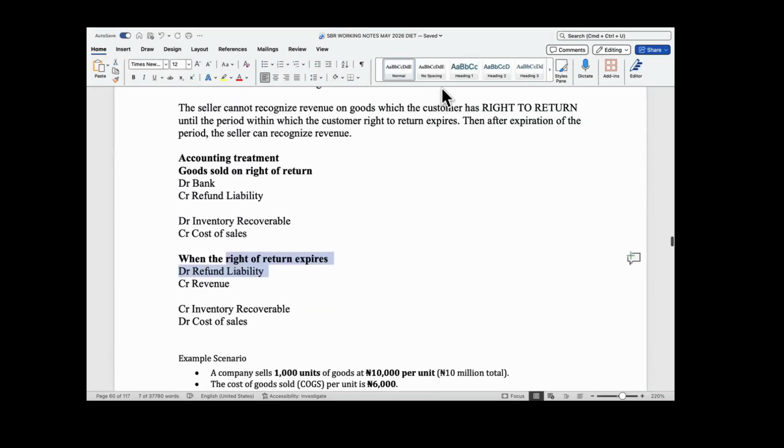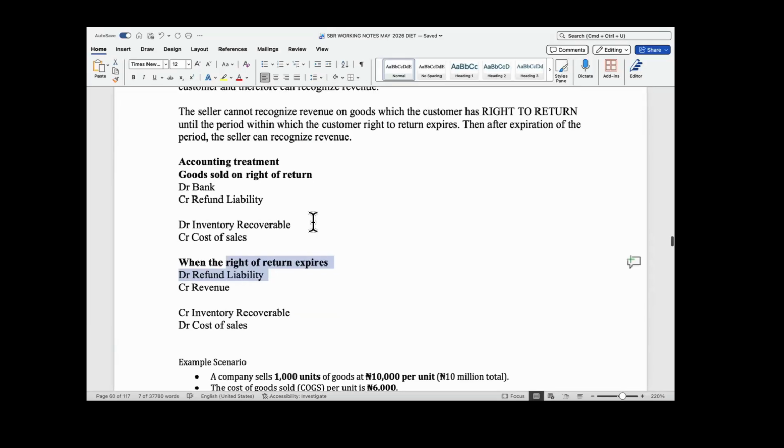Okay, what if the customer returns? What would then happen? The exam might not really go in that direction, but what if they do? What if they tell us that before the date of expiry, the customer returned? What will happen?